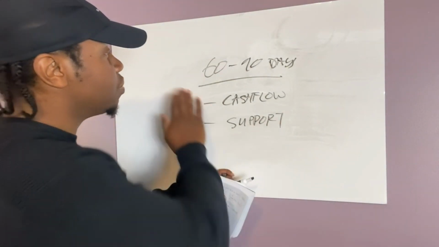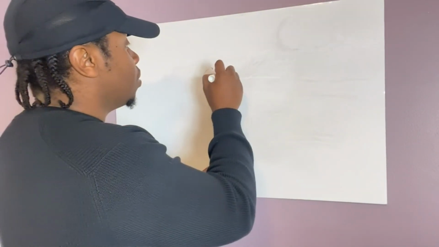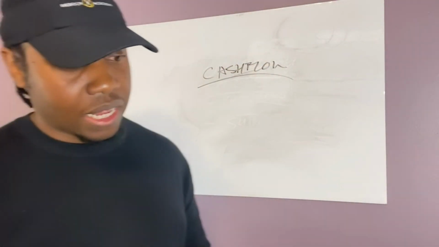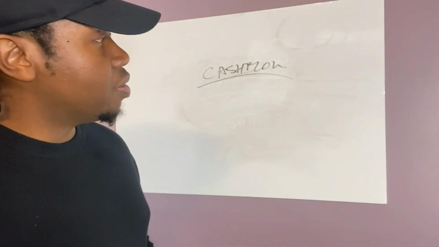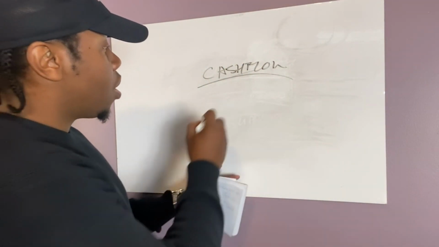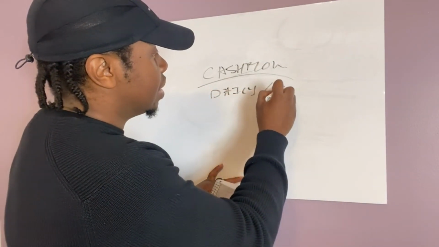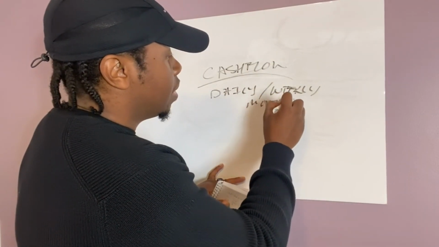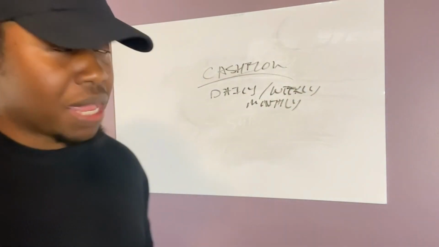So let's get into cash flow, and I'm going to explain what you need to think about specifically. So let's say you have that 60 to 90 day window, okay? And you're struggling with cash flow. What most people don't really realize is if you are consistently, daily, weekly, monthly, prospecting, you will always have people in your pipeline.